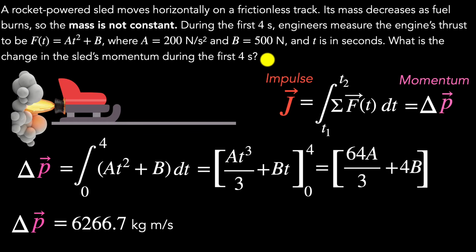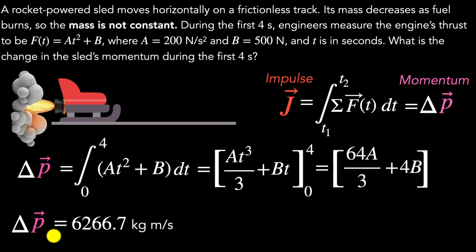Of course, usually in questions, they could also ask you to round this off. We'll not worry about that. But what's important for us is look at how complicated the situation is. The mass is changing. The force is varying with time. And yet, using the impulse-momentum theorem, we're able to figure out how much the momentum has changed in just a couple of steps, which is pretty awesome, right?